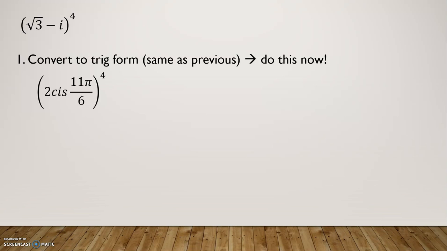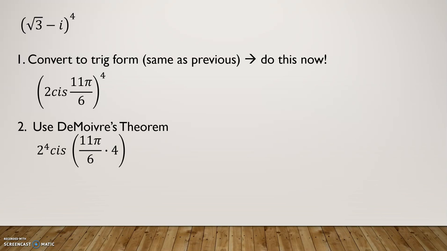All right, now we're going to take that and put it to the fourth power. Using the theorem we just discussed, we're going to do 2 to the fourth, and then take 11 pi over 6 and multiply it by 4. 2 to the fourth power is 16. 11 times 4 is 44 over 6, which reduces down to 22 pi over 3. But again, we want it between 0 and 2 pi. So 22 pi over 3 is coterminal with 4 pi over 3. So this would be everything in trig form.